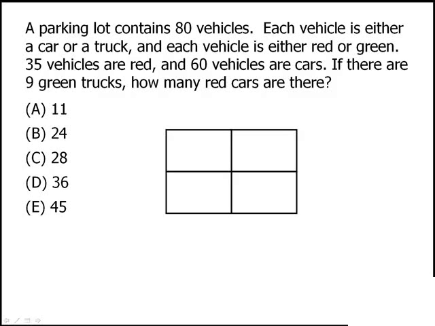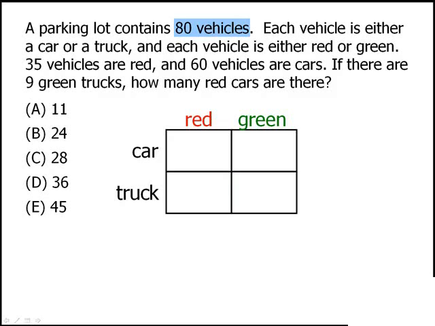So let's begin. One feature here is vehicle type. So we're going to reserve the two boxes in the top row for cars and the two boxes in the bottom row for trucks. The other feature is color. So we'll reserve the two boxes in the left-hand column for red vehicles and the two boxes in the right-hand column for green vehicles. Now the question tells us that we have 80 vehicles in total.